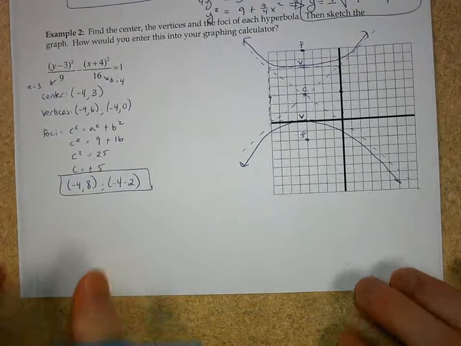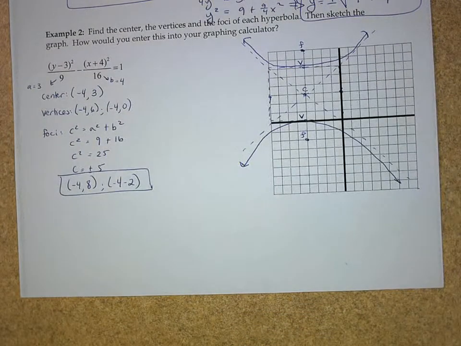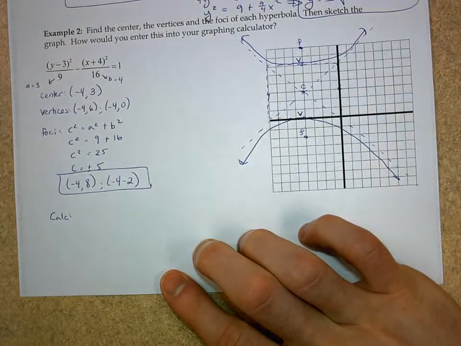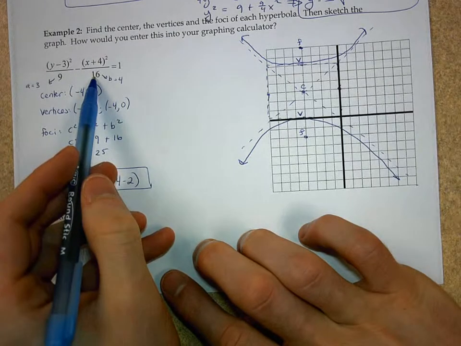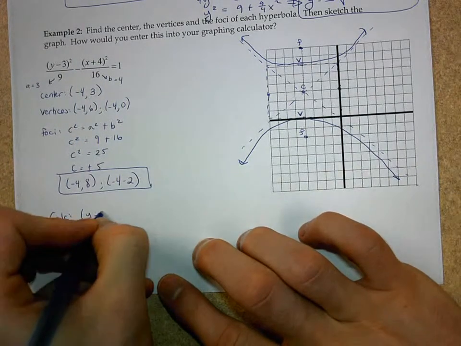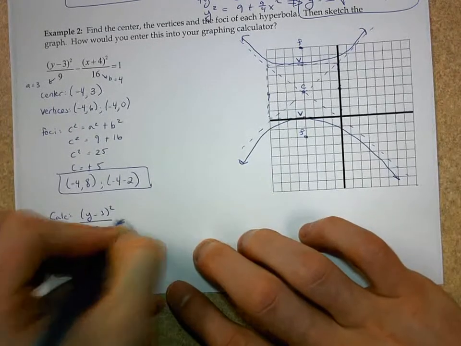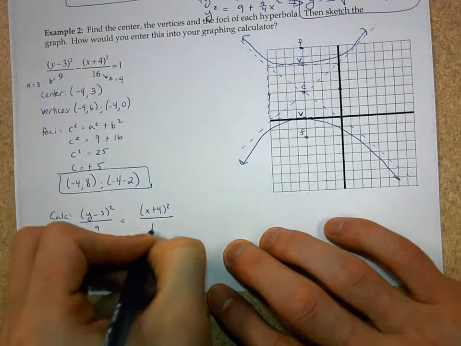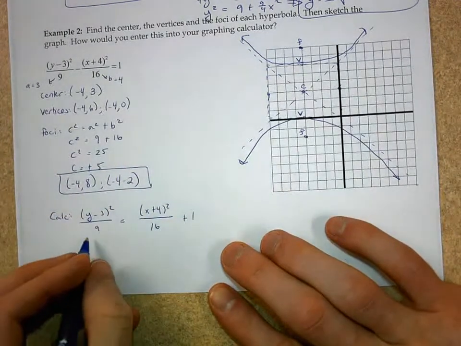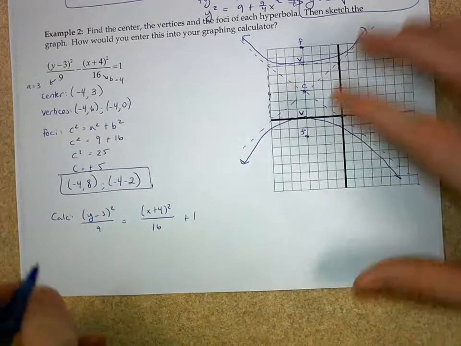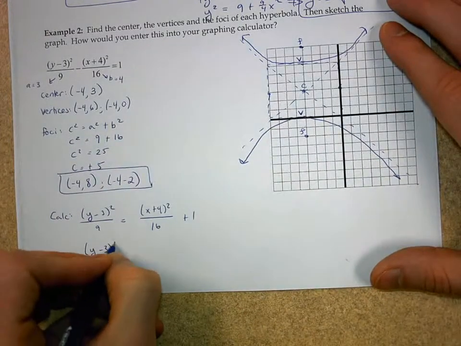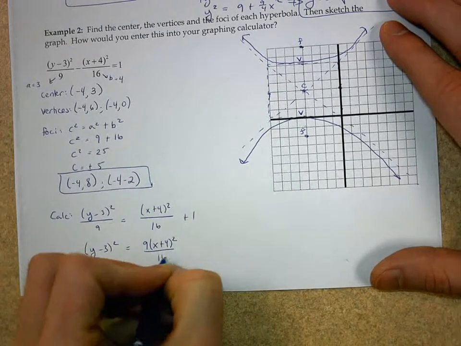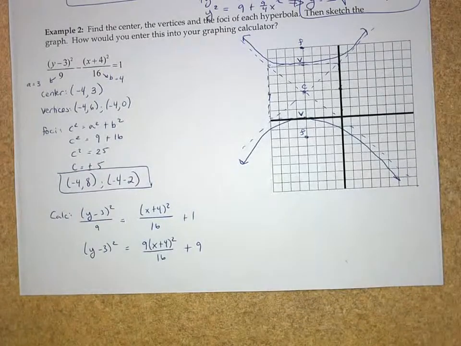Final thing is, how would you enter this into your graphing calculator? This one I need to solve for y to enter into my calculator. And in order to do that, I'm going to first need to move this x piece to the other side. So then I have y minus 3 quantity squared over 9 is equal to x plus 4 quantity squared over 16 plus 1. We'll multiply both sides by 9. So y minus 3 quantity squared is equal to 9 times x plus 4 quantity squared over 16 plus 9.